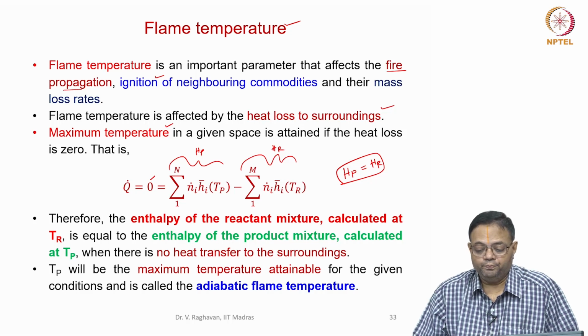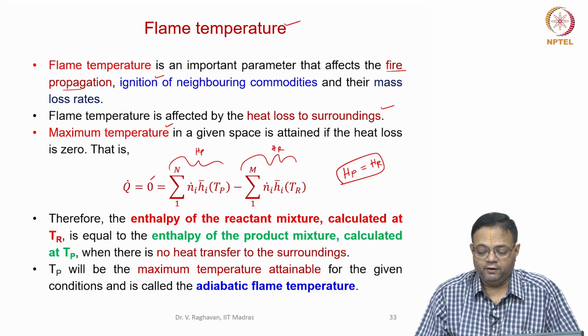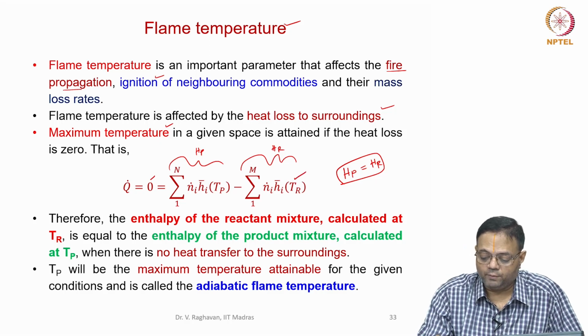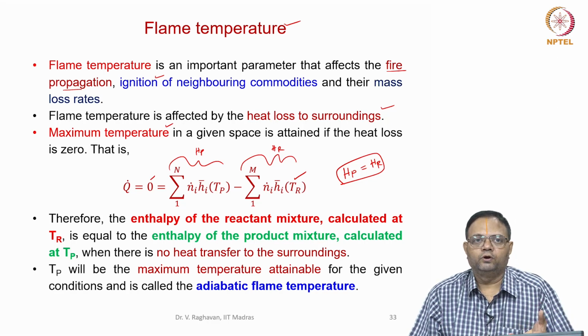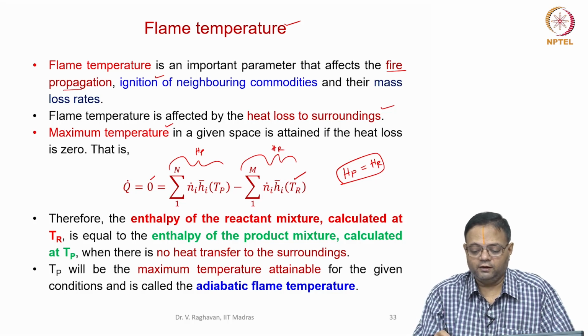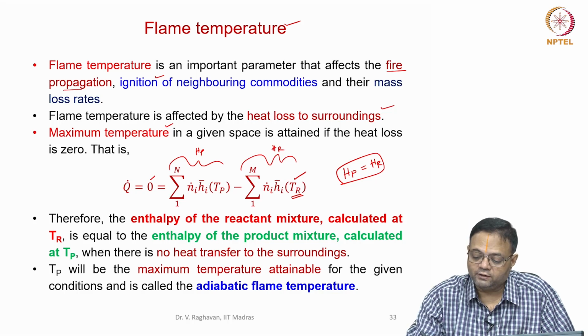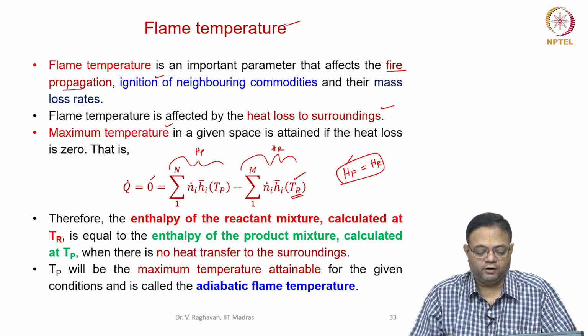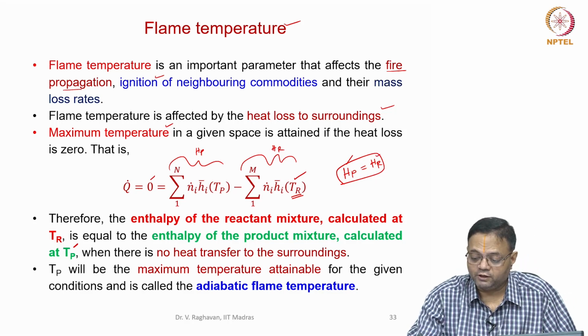Now, the enthalpy of the reactant mixture can be calculated at a known temperature. Reactants enter at a particular temperature, say 290 Kelvin, or even the fuel can enter at 290 Kelvin. The oxygen can enter at a slightly different temperature and so on. But you know the temperature of the reactants. Now, how to calculate the enthalpy of the product mixture? That is dependent on Tp. So now you know what HR is.